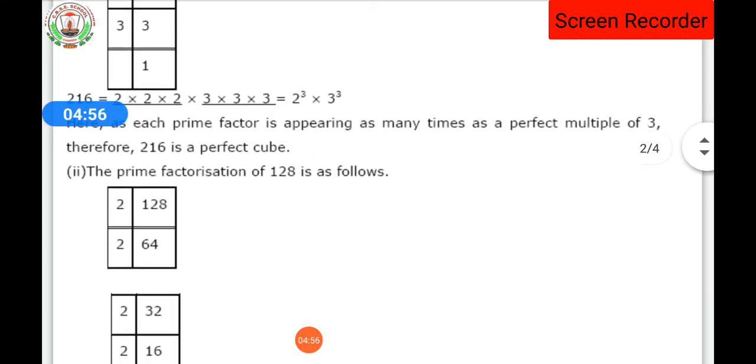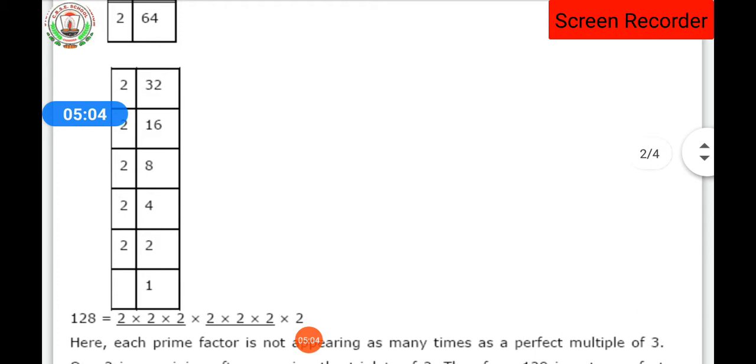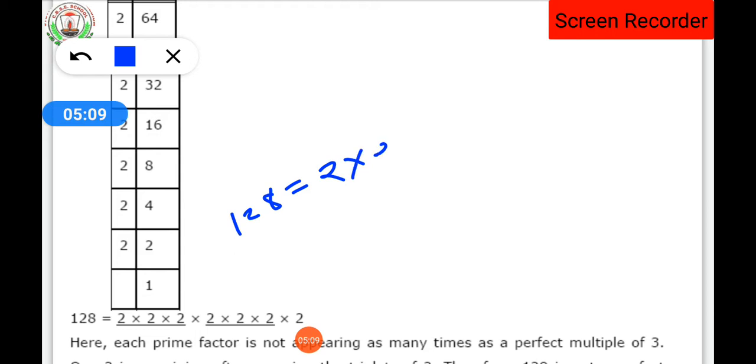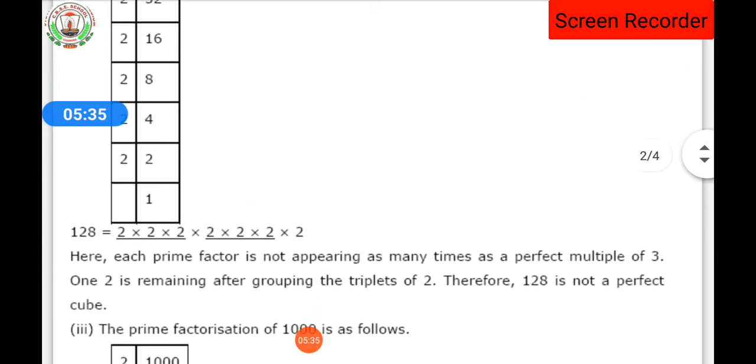Moving towards the second part of the question, that is 128. While finding the factors of 128, we can see the factors we found. So these are triple 2, into again triple 2, and the last 2. This 2 does not have any pair or triplet, isn't it? Hence we can say 128 is not a perfect cube. Understood? If any number does not have a complete triplet, that means it is not a perfect cube.